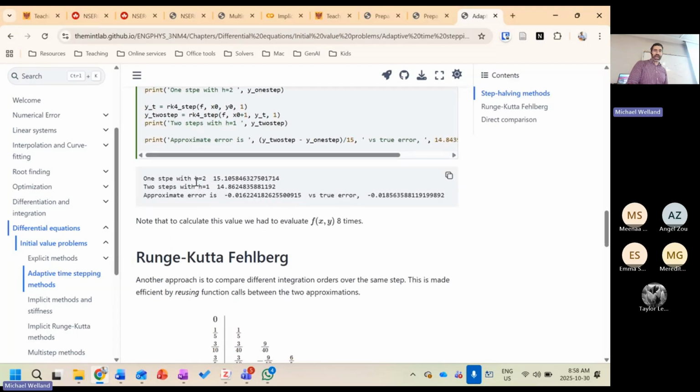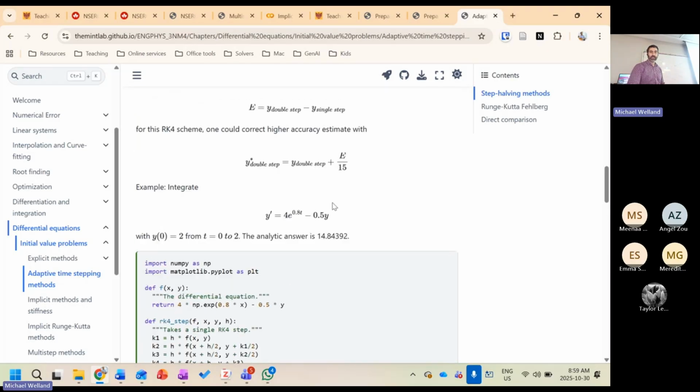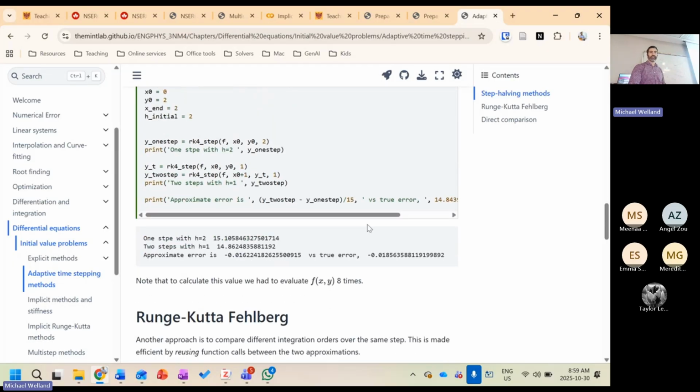Okay. After the time stepping, if we do 1 time step with h equal to 2, so our time step is 2 seconds, and we do that in a single shot, the answer that we get is 15.1, compared to 14.8, which is the true analytic answer. Or we do 2 time steps, both with 1 second, and we get a slightly better answer. And then we can analyze what the error should be without information about the analytic answer. Does that make sense?